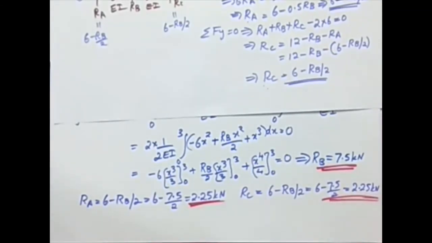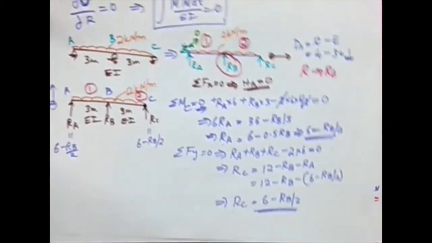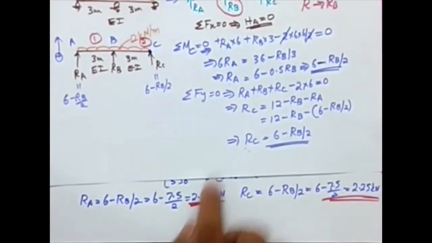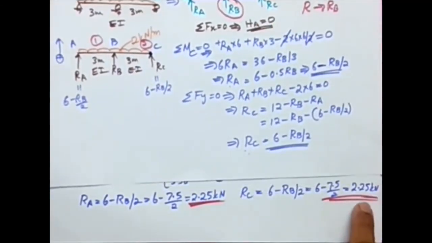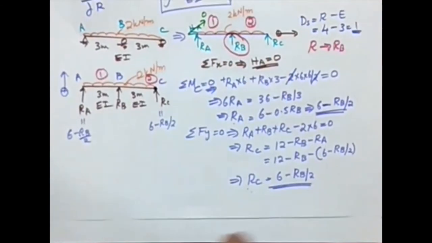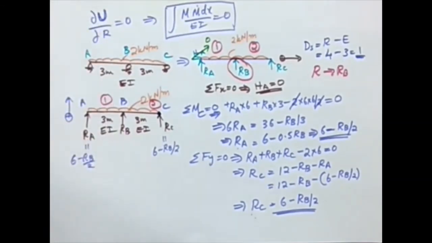So now we have the values of all the unknown reactions and the analysis is complete. We have the value of Ra as 2.25, Rc as 2.25 and Rb as 7.5 kilonewton. Ha is 0, so the analysis is complete. Now what remains is the graphical representation of the shear force diagram and bending moment diagram that you can plot.